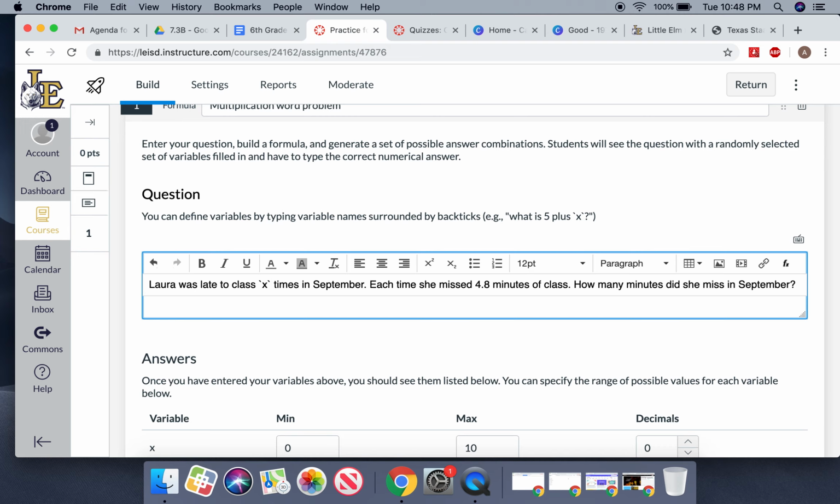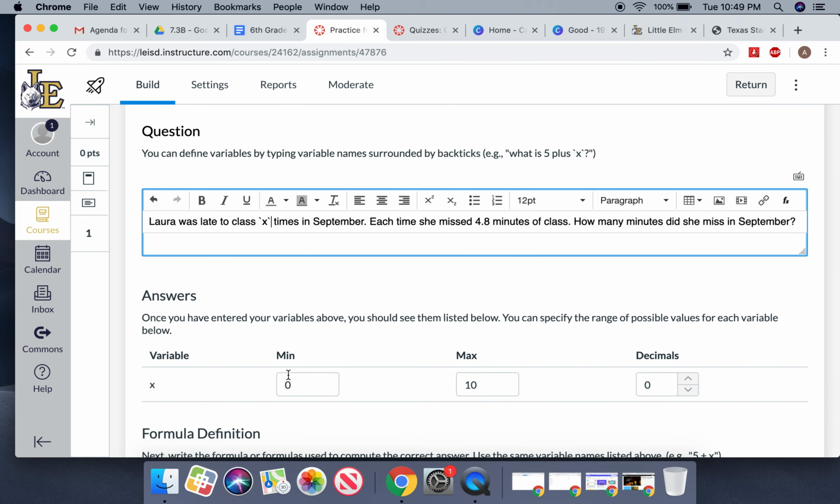So now it says Laura was late to class X times in September. Okay? Each time she missed 4.8 minutes of class. Now I can keep the 4.8 minutes if I wanted to just figure out how many 4.8 minutes it is, okay? Or I can make this even a little bit more intense. Oh, hold on. Let's go backwards for a second. Let me talk about this.